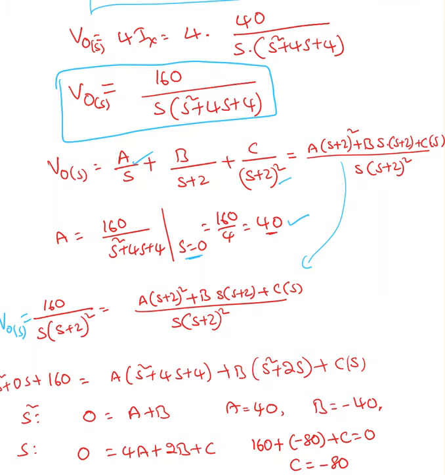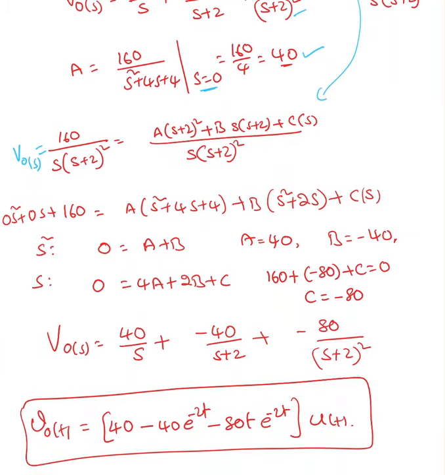The denominators are same, so numerators must be equal. If I apply that principle, 160 equals A times, I expanded it, S square plus 4S plus 4, plus B times S square plus 2S, plus CS. Here I don't have any S terms, so I can write it as 0S square plus 0S. Now I'm going to equate S square terms. Here I have 0 coefficient for S square, so 0 equals A S square plus B S square. I already know the A value, so I found the B value. Now if I equate coefficients of S, 0 equals 4A plus 2B plus C. So I found C value equal to minus 80.